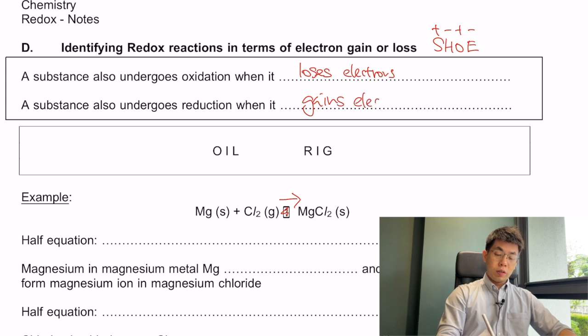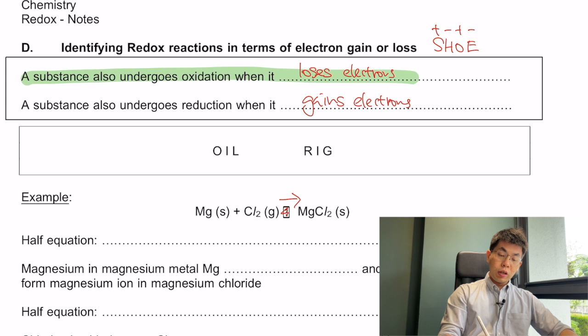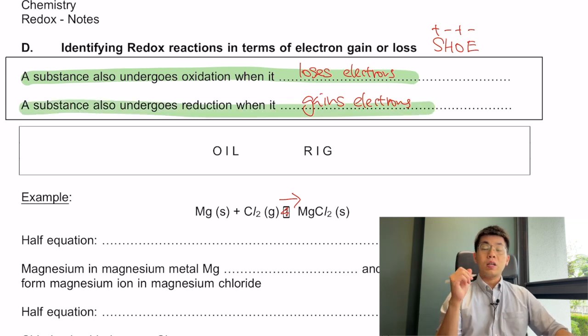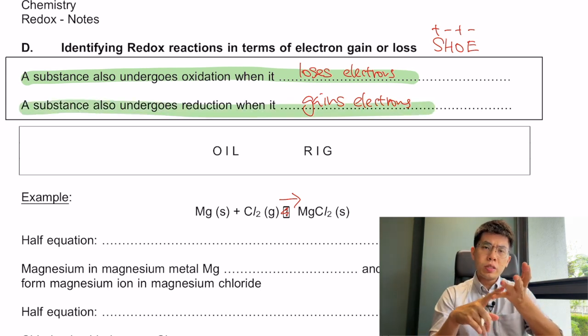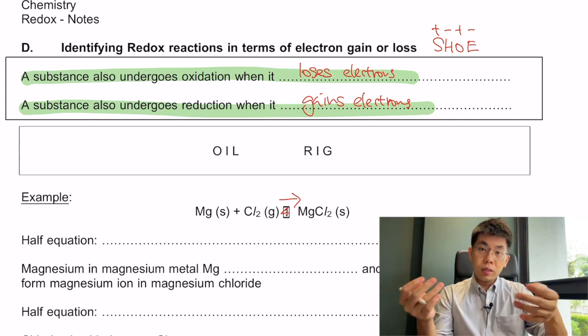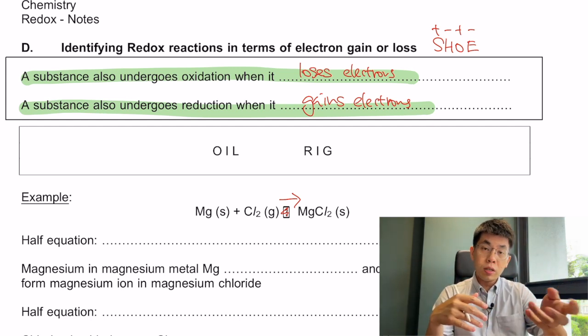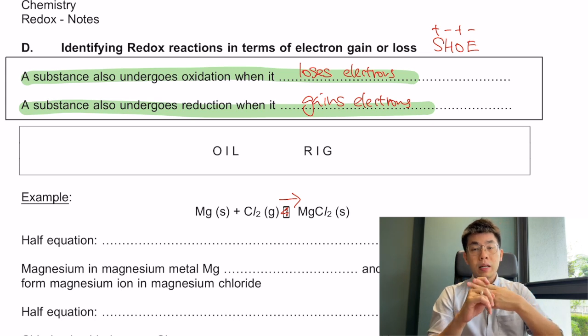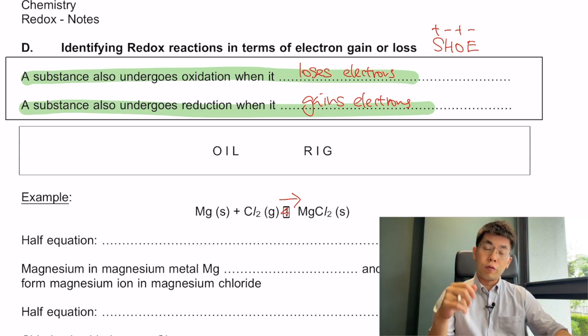Now, these two definitions are exceptionally important because this is actually the true definition of what reduction and oxidation is. Oxidation state, hydrogen and oxygen, is just a way for us to determine whether it's reduction or oxidation, but whether it gains or loses electrons, that's the true definition of whether it is a reduction or oxidation reaction. So this definition is very, very important, right?